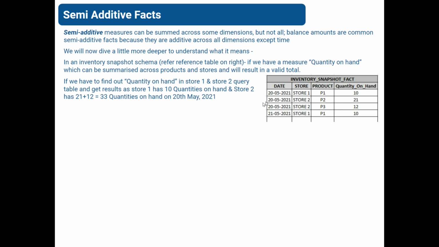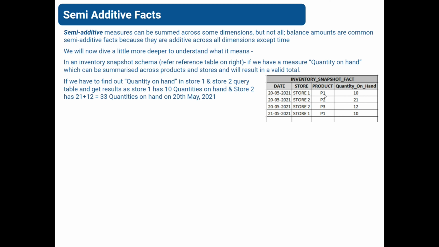If we have to find out quantity on hand in store 1 and store 2 on 20th May, then we will just sum up this quantity on hand by filtering the records based on the date 20th May, and store 1 will have 10 quantities on hand for product 1, so the reporting answer will be 10, and store 2 will have 21 plus 12 quantities on hand, which is 33 for product 2 and product 3 together. But the question is, how much is the quantity on hand in store 1 and store 2 on a particular date?